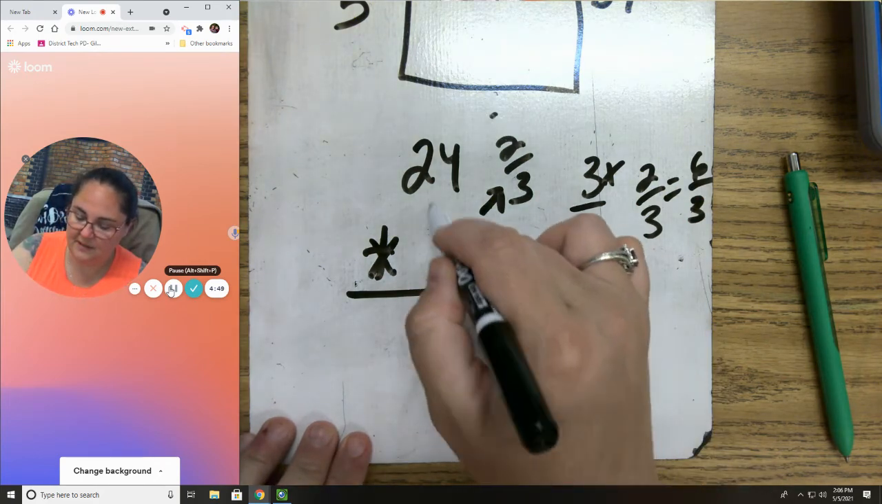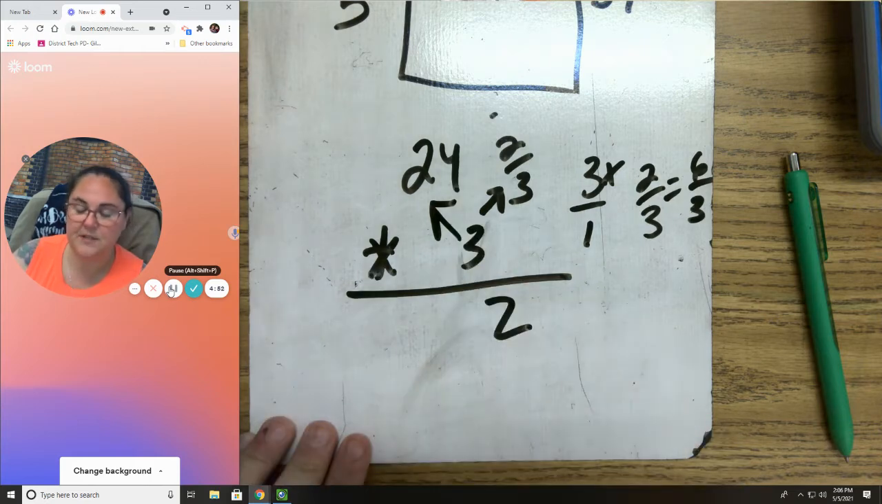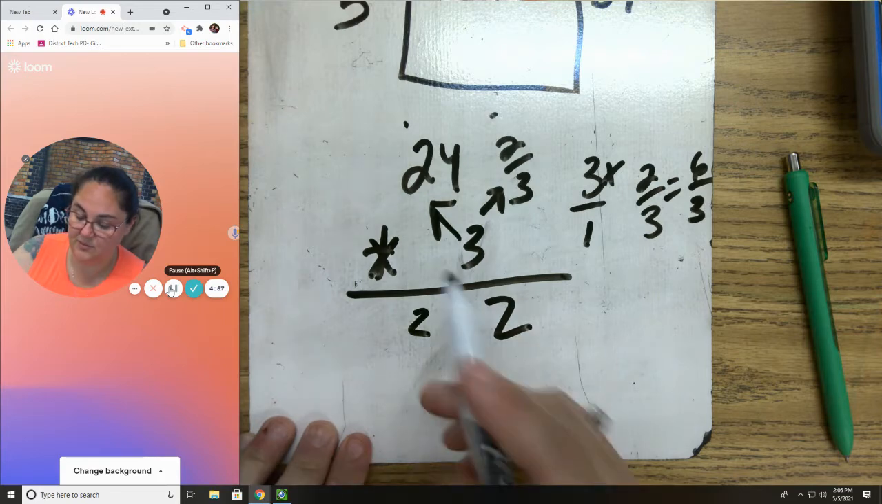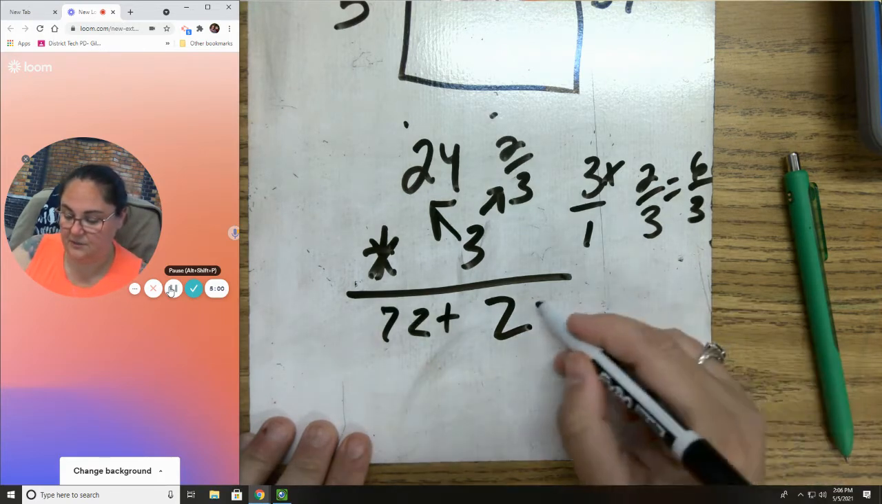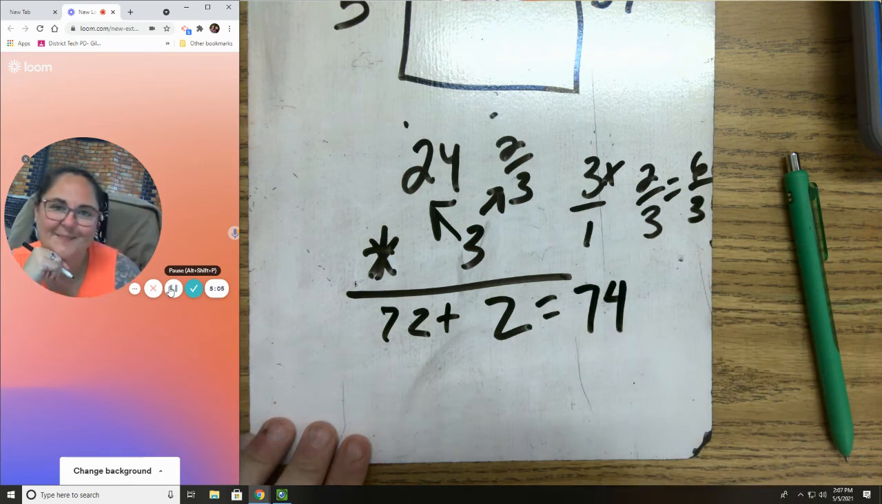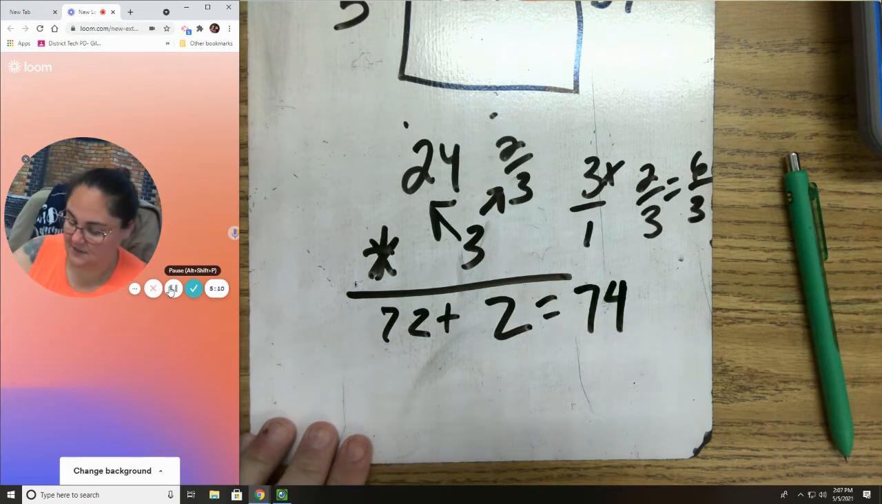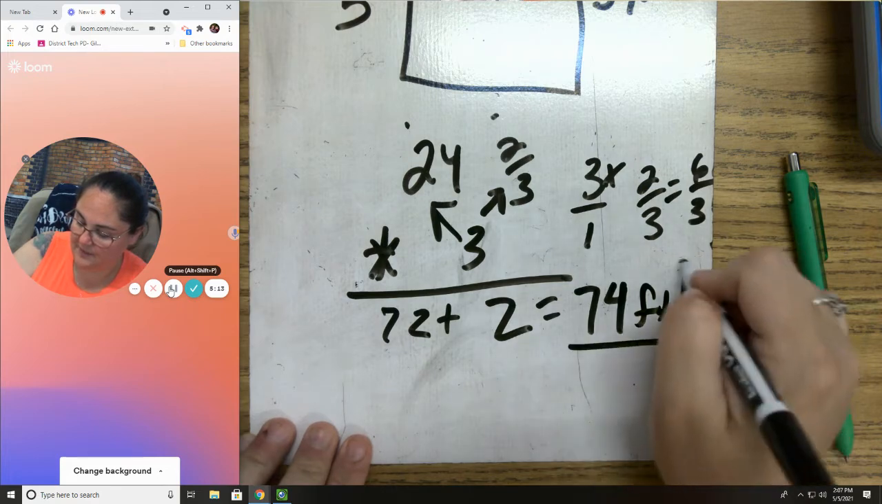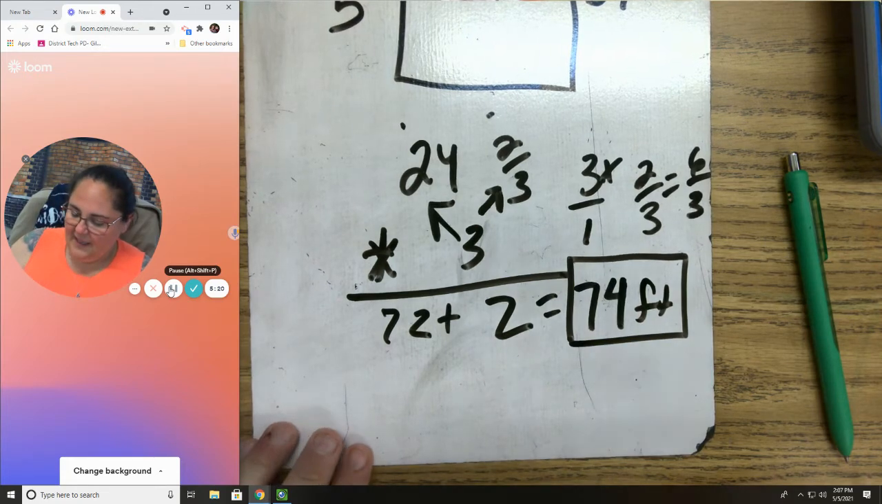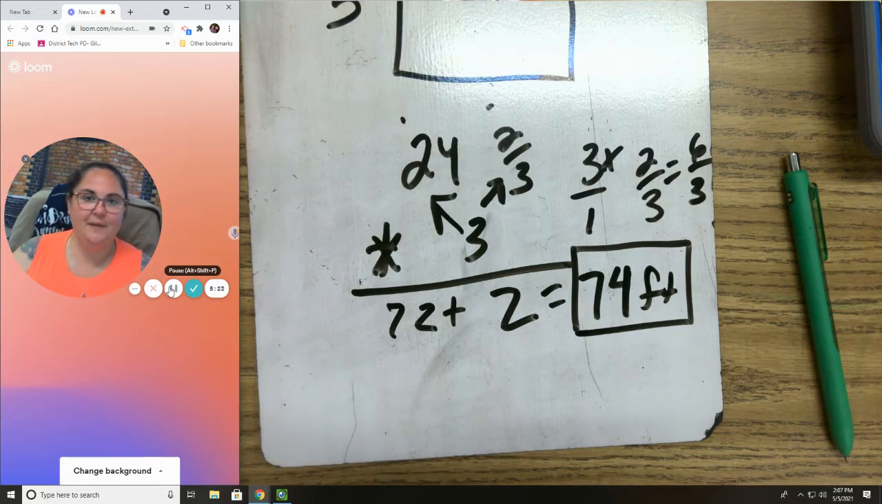What is 3 times 24? Well, 3 times 4 is 12. 3 times 2 is 6, plus 1 is 7. So 72. Add those together, my final answer should be 74. 74 feet, because we converted it, right? Great. Now, that is going to be my perimeter in feet.